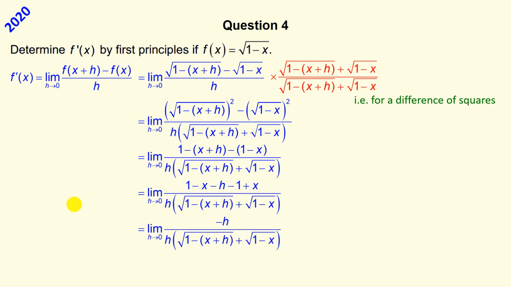Now, exactly the same as in all other differentiation from first principles, we can see there's a common h, so we're going to cancel out the h. And now we just substitute our 0 for the h. And we obtain the derivative.